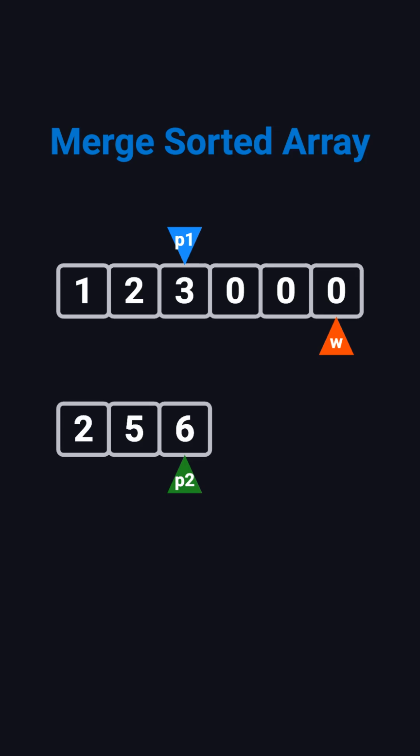Let's walk through our example. P1 points at 3, P2 at 6, right position at the end. Compare 3 and 6, 6 goes in. Next, 3 and 5, 5 goes in. Then 3 and 2, 3 goes in. Finally, place the remaining 2. Done. The merged array is 1, 2, 2, 3, 5, 6.